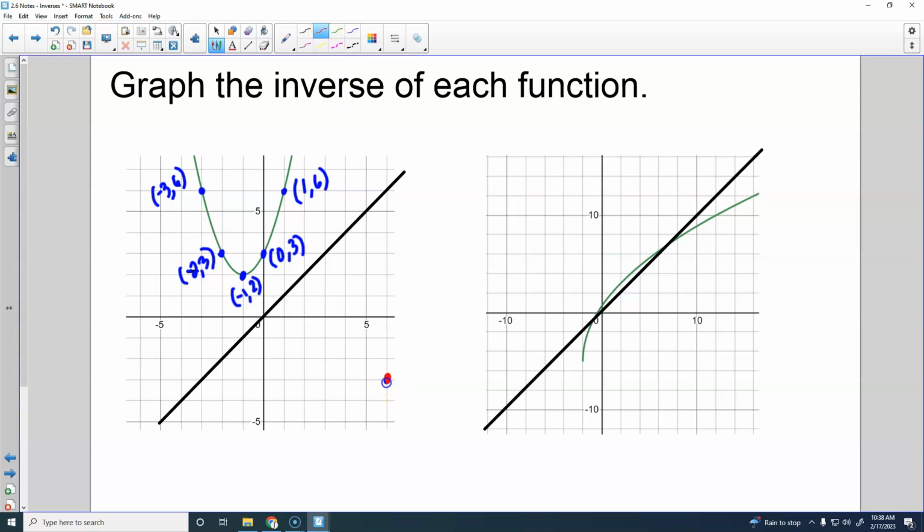I'll use a different color for my inverse, so I'll use red. Then -2, 3 is going to be 3, -2. So 3, -2 is here. This is going to be 2, -1. This is going to be 3, 0, and 6, 1. Once you flip those points, you can usually tell where the graph goes. So you can see 1, 6 became 6, 1. I'm not going to write all those out.